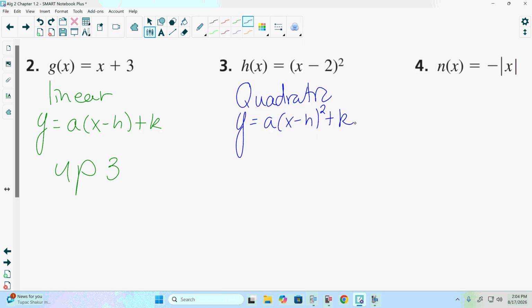Is A negative? No, so is there a reflection? No. Is there a value for H? What is the value? So we do have 2.